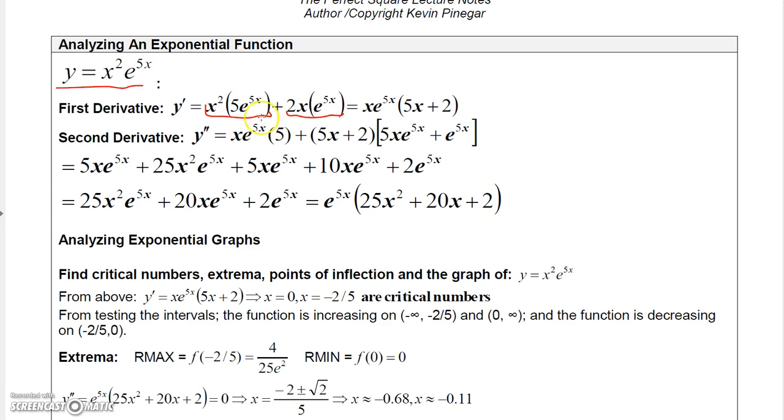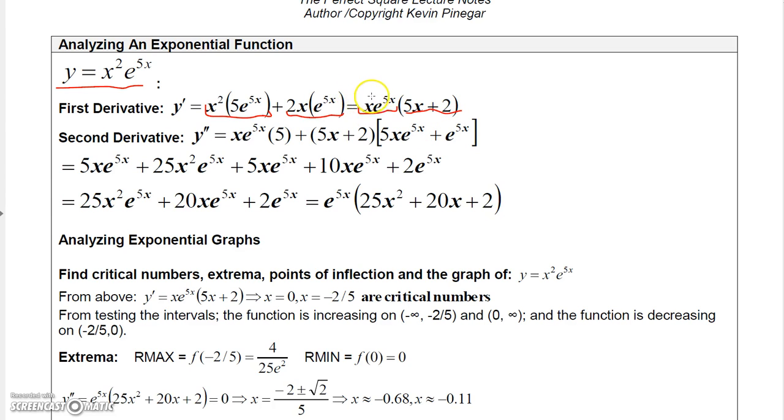Now I'm going to go ahead and factor out of here. Let's see, in the first term I can factor an x out, and in both terms I have e to the 5x. So let's factor x e to the 5x out. If I factor x e to the 5x out of the first term, I'm left with 5x, and if I factor x e to the 5x out of the second term, I'm left with just 2. So I'm going to write it like that.